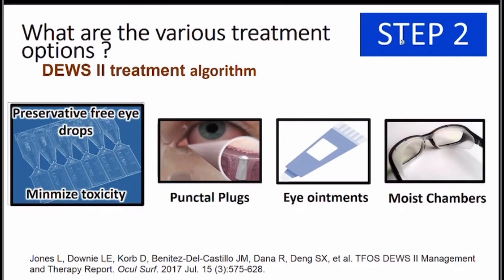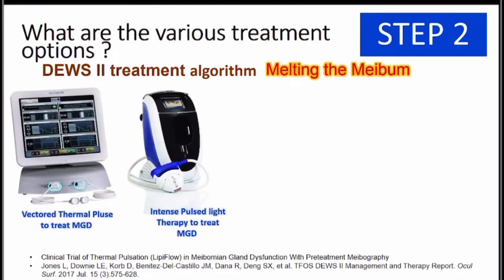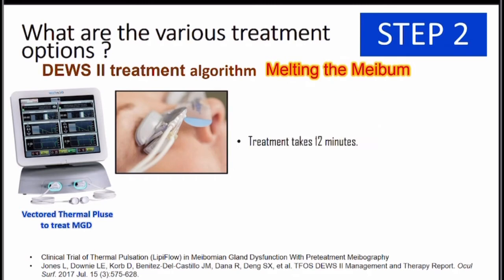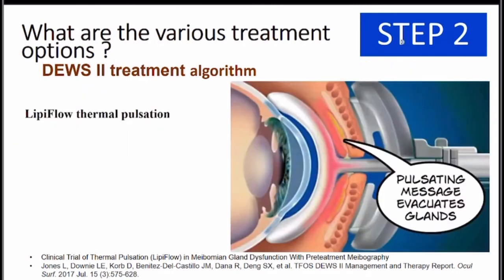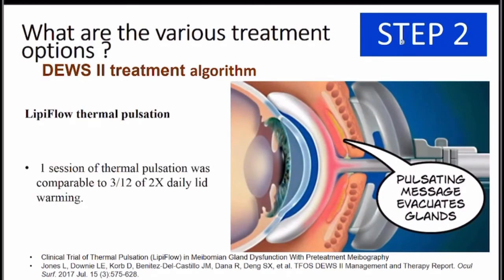Step 2 is trying different types of preservative-free eye drops. Punctal plugs, eye ointments, and moist chambers are quite useful. Also, try intense pulsed light therapy. What this does is really mimic the warm compresses, and it can be quite effective. One session is equivalent to warm compresses twice daily for 3 months.